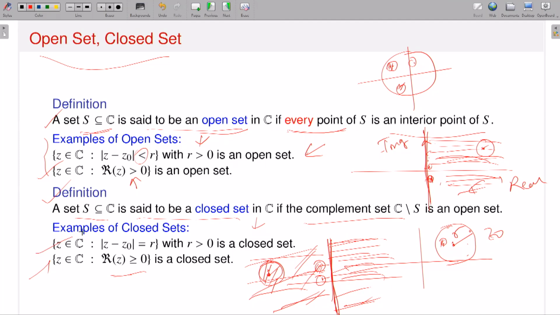Okay, what about this one? Z belongs to C and absolute value of Z minus Z0 is exactly equal to R. Now if it is strictly less than R, then I have an open ball. Equal to R means what? That means I am talking about the boundary.